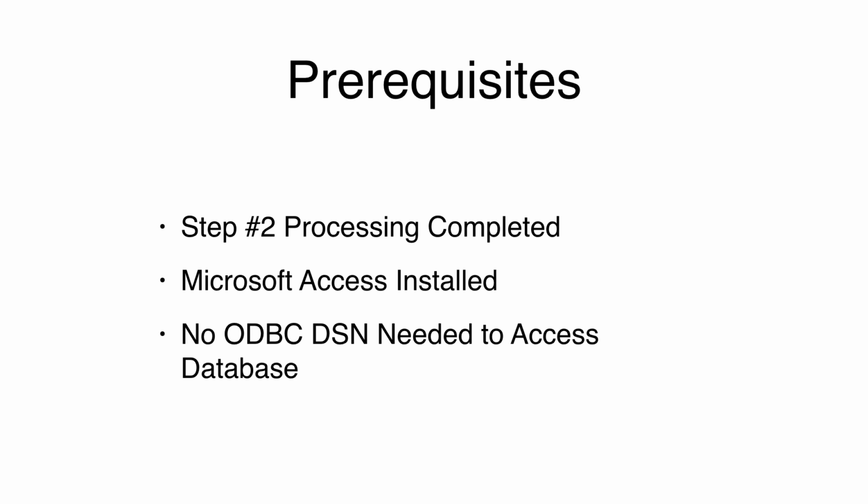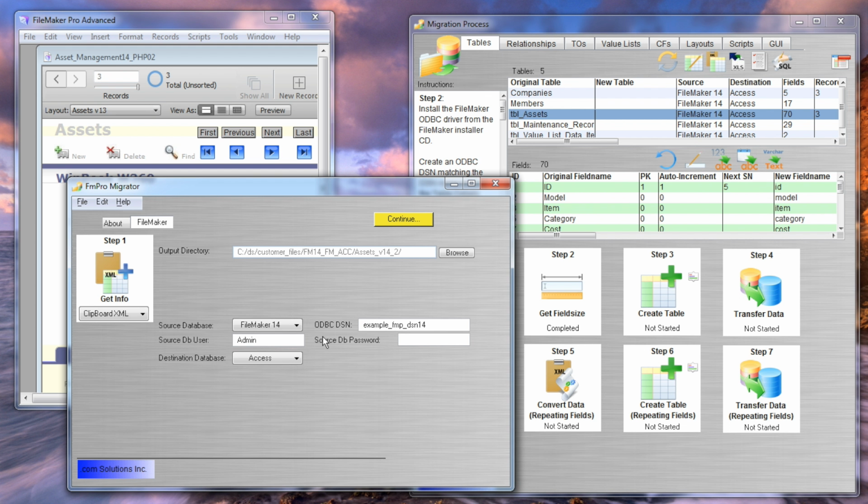Microsoft Access should be installed. An ODBC DSN is not required for the Access database at this point. A file DSN will be created and used by FmPro Migrator to automatically connect to the new empty Access database file. Here in the main FmPro Migrator window, I have selected my source and destination databases.